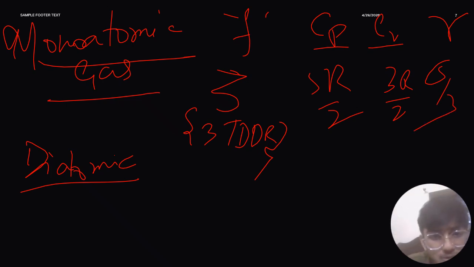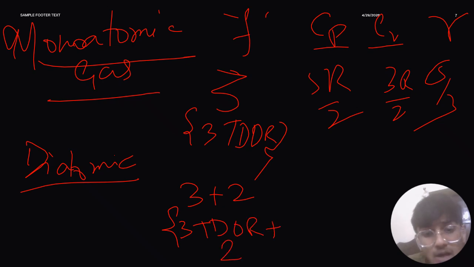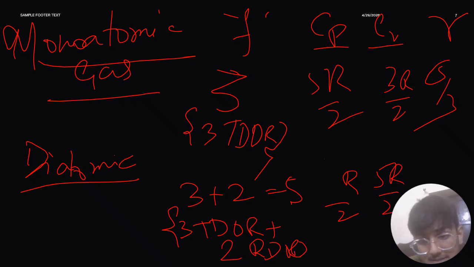Now for the diatomic it will be like 3 plus 2, where we have 3 translational degrees of freedom, and 2 rotational degrees of freedom. For a diatomic gas that will be 5, Cp will be 7R by 2, and Cv will be 5R by 2, and Cp by Cv will be 7 by 5, that is 1.4.